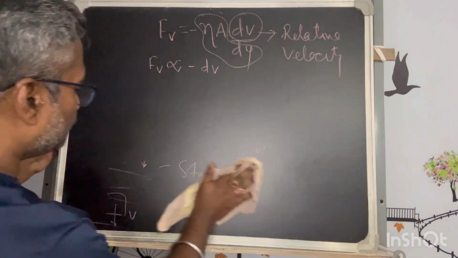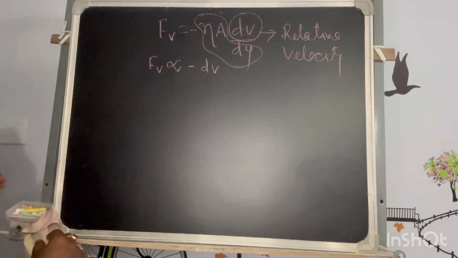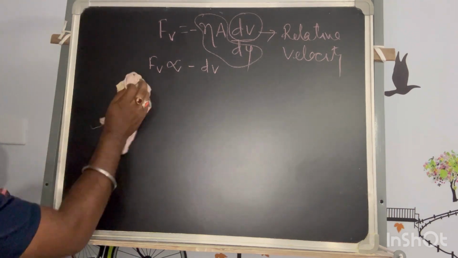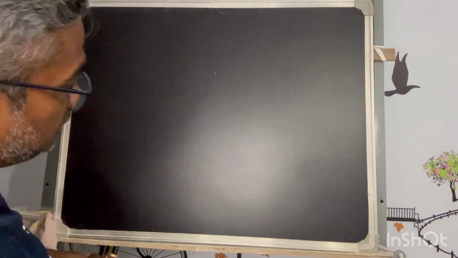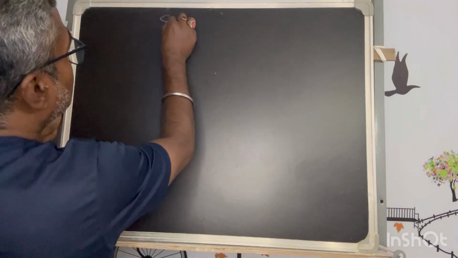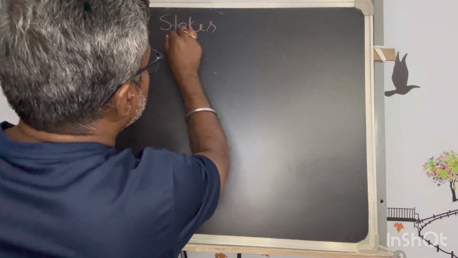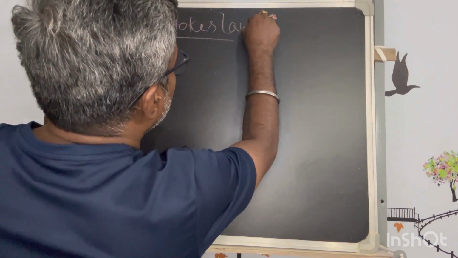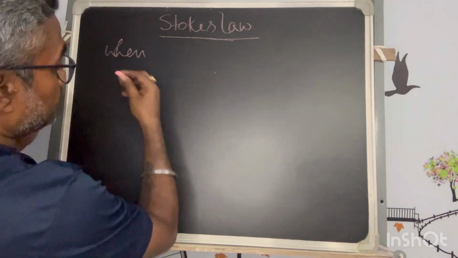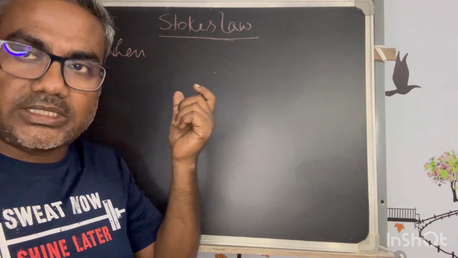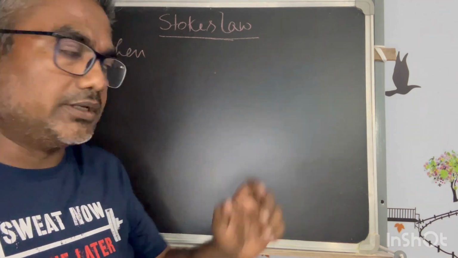So why has Stokes' law come into the picture? He has talked about a unique case. Why am I saying unique case? Because he has only worked on a spherical figure.